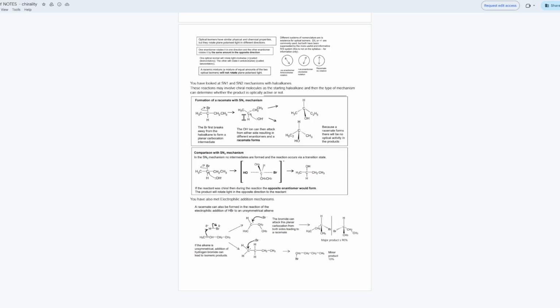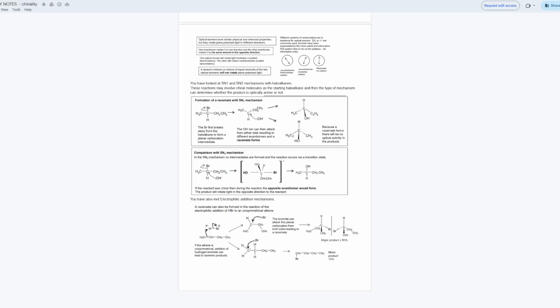Formation of a racemate with an SN1 mechanism. The bromine first breaks away from the haloalkane to form a planar carbocation intermediate. The OH minus ion can then attack from either side, resulting in different enantiomers, and a racemate forms. Because a racemate forms, there will be no optical activity in the products.